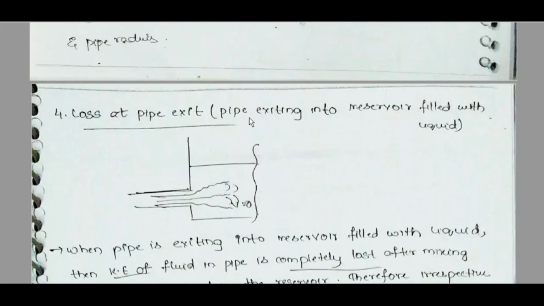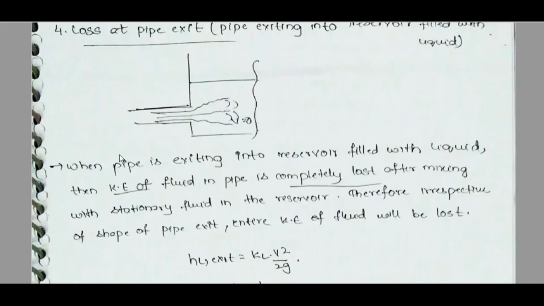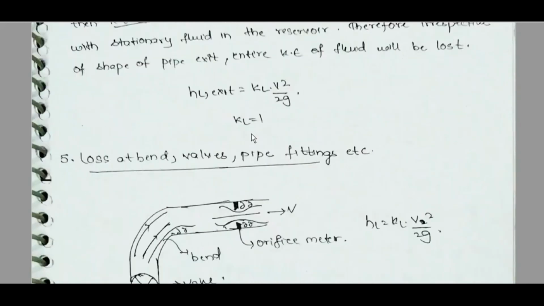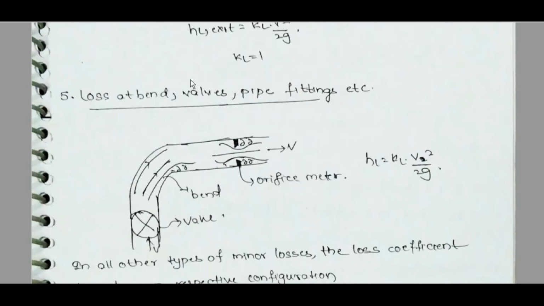Loss at pipe exiting into reservoir filled with liquid. When a pipe is exiting into reservoir filled with liquid, the KE of fluid is completely lost after mixing with stationary fluid in reservoir. Therefore, irrespective of shape of pipe exit, entire KE of fluid will be lost. HL exit is equal to KL V square by 2g. KL is equal to 1.